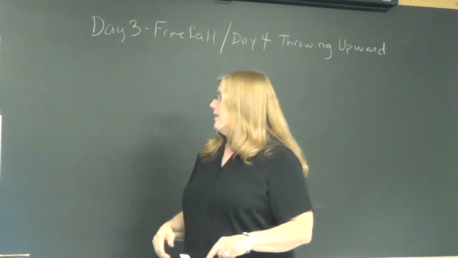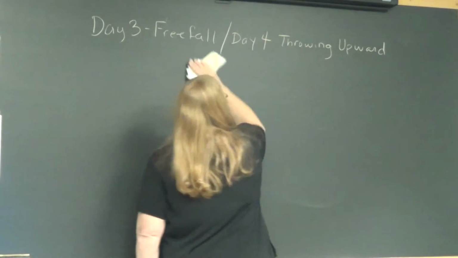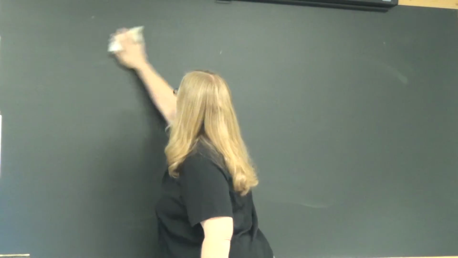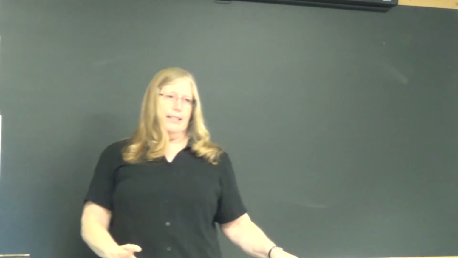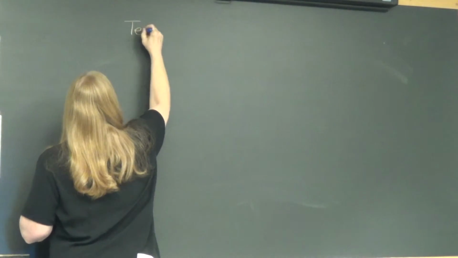Terminal velocity is our topic for today, day 6. So let's get from the old into the new. Terminal velocity is, first of all, let's describe what's happening when an object is falling, and then I'll define terminal velocity. So here's where we're heading.